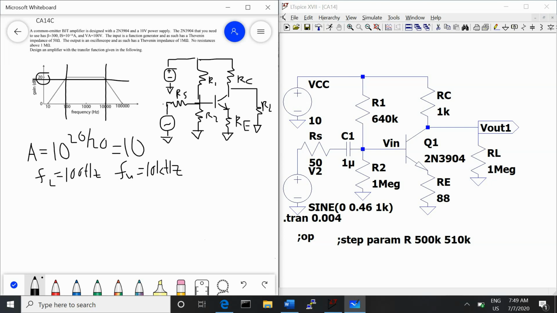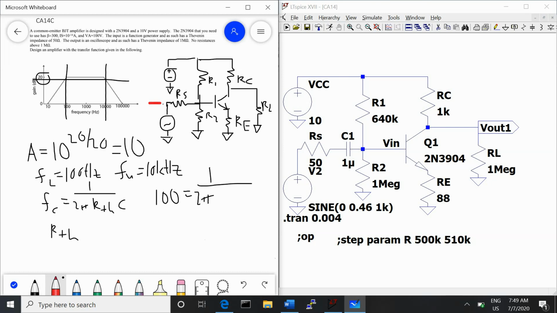So now we want to calculate the capacitors that will give us the lower and upper corner frequencies that we're looking for. So the corner frequency equation is 1 over 2 pi R Thevenin times C. For this problem, we will use the solution from part B because it already has a gain of 10, and that gain of 10 is what we're looking for. So for the lower corner frequency, we will plug in 100 equals 1 over 2 pi times R Thevenin. Now we need to calculate R Thevenin.